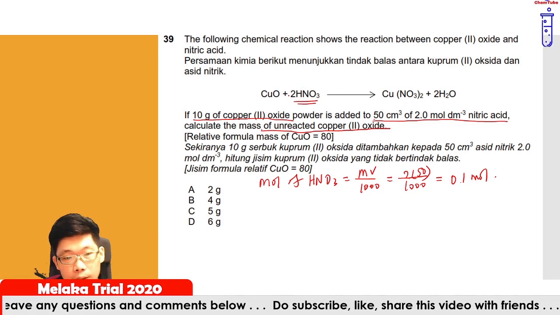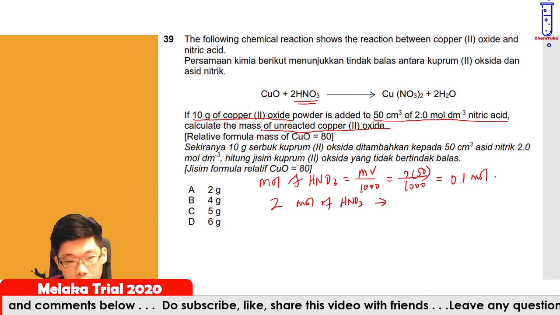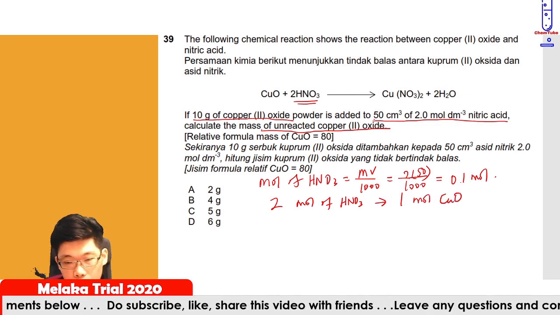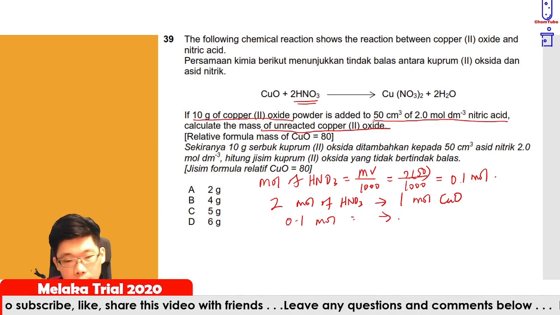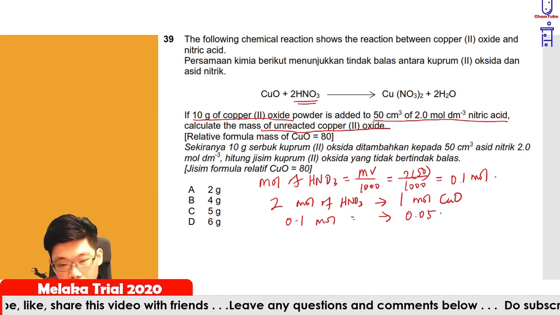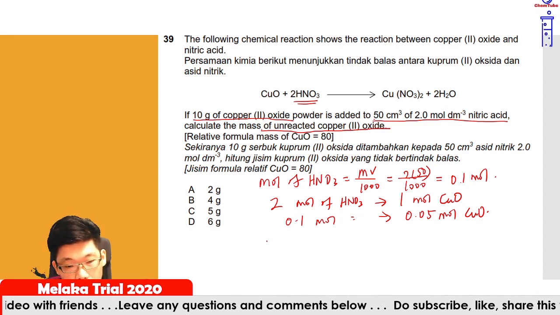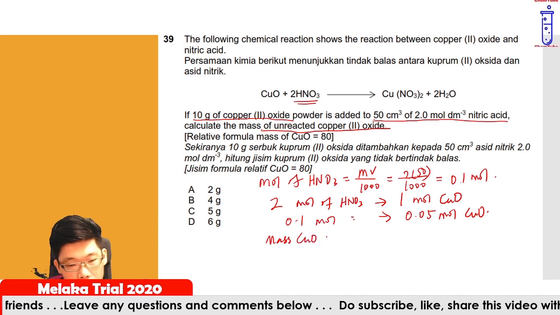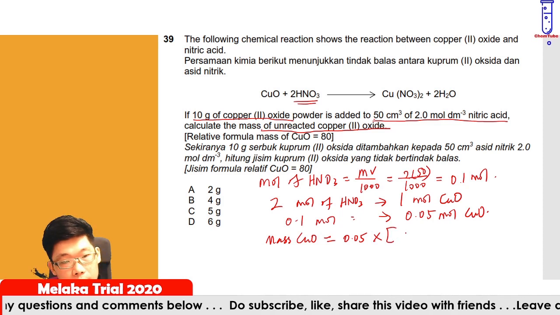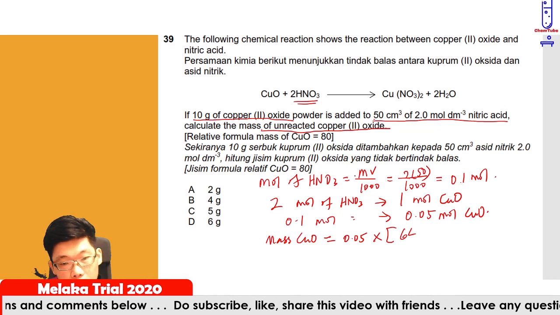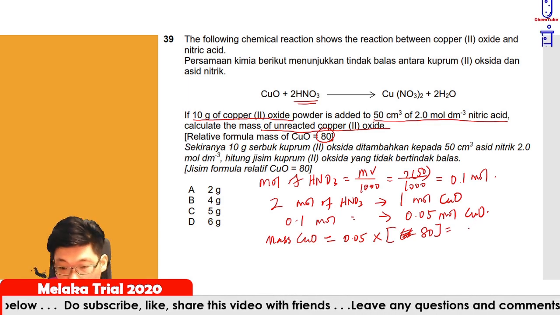Okay, so the mole ratio is 2 to 1. So 2 mole of nitric acid reacts with 1 mole of copper(II) oxide. If 0.1 mole of nitric acid, so 2 to 1 again is a half, 0.05 mole of copper(II) oxide. Okay, so 0.05. So now the mass of the copper(II) oxide needed to react is 0.05 times the molar mass. Molar mass of CuO is 80, given to you, so no need for us to calculate again. So you'll get 4 gram.